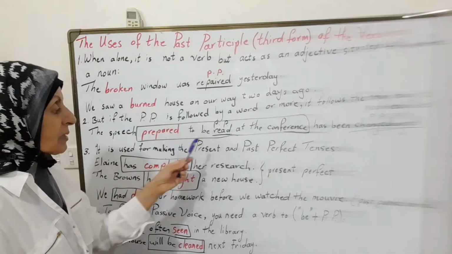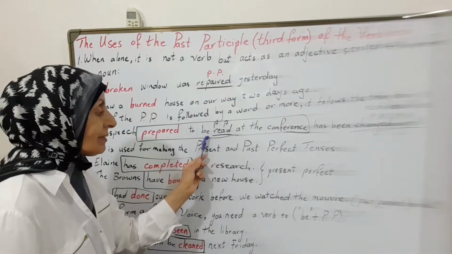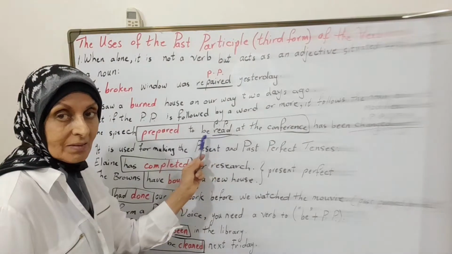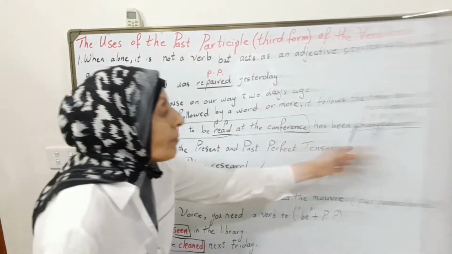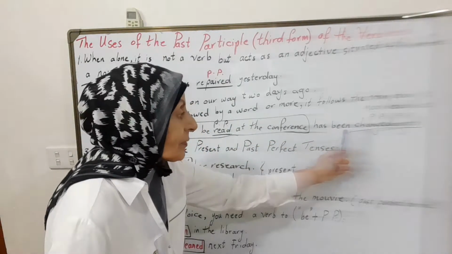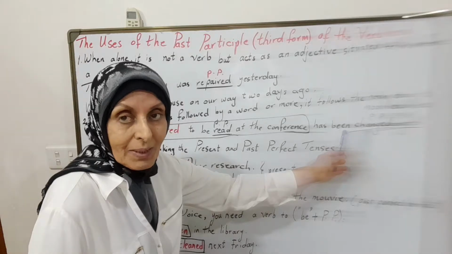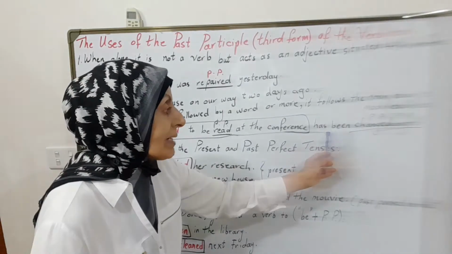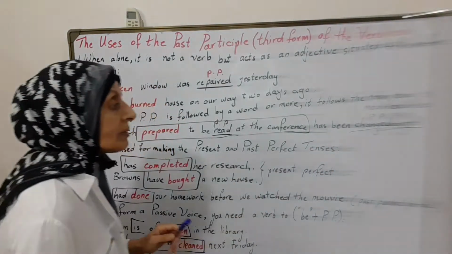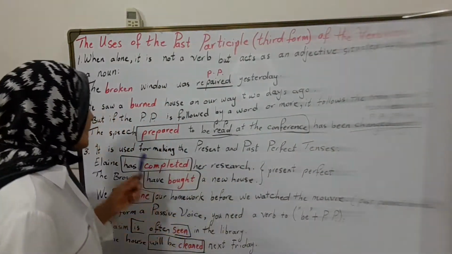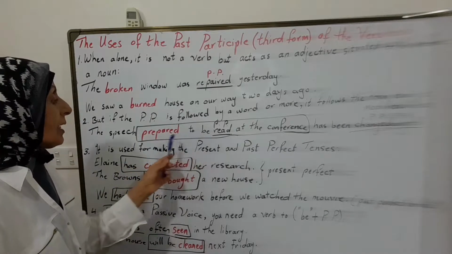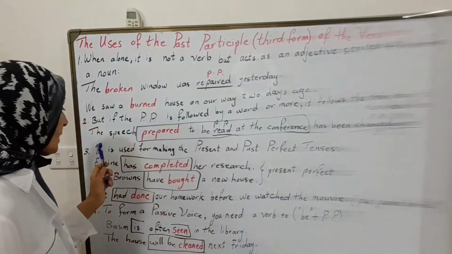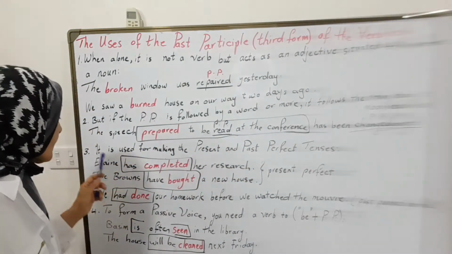Here we have three past participles. To be read, verb to be plus past participle, passive voice, مبني المجهول. Past participle preceded by a verb to be is also a passive voice, مبني المجهول, has been changed. قد تم تغييرها. Prepared to be read التي حضرت لتقرأ at the conference. Okay, the speech المقالة. Okay.